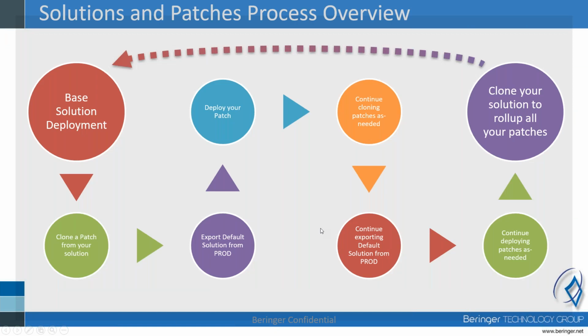Okay, so just to look at everything overall, we have our base solution deployment. You clone your patch. You're going to export your default solution from prod. You're going to deploy your patch. You're going to continue cloning patches as needed. You're going to continue exporting your default solution as a backup, and then you're going to continue deploying patches as needed, and then you're going to clone your solution to roll up all your patches, and you're going to start the process all over again. You're going to do your base solution deployment, clone your patches, and so on.